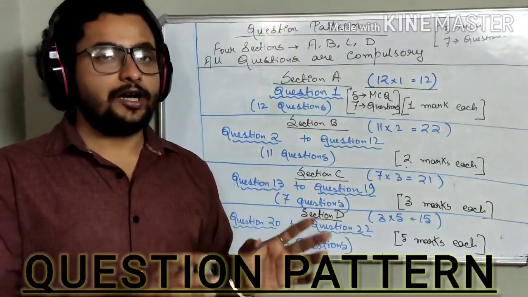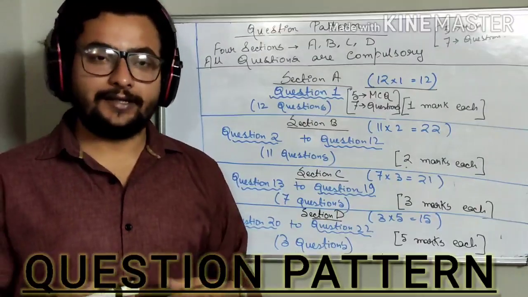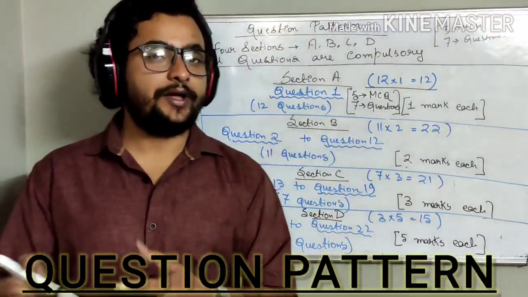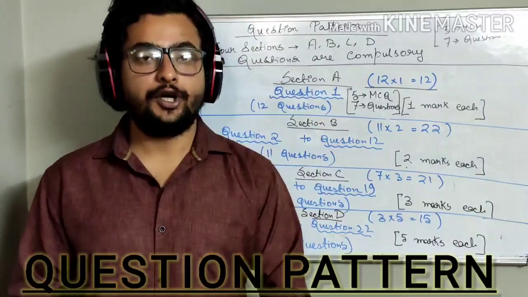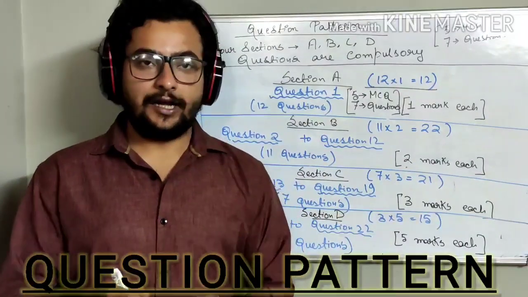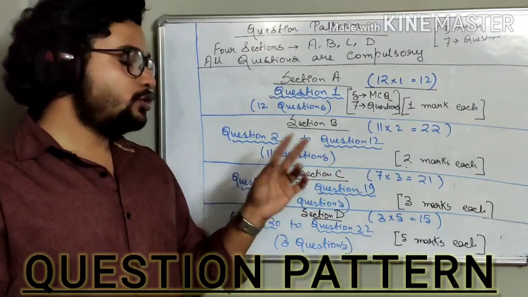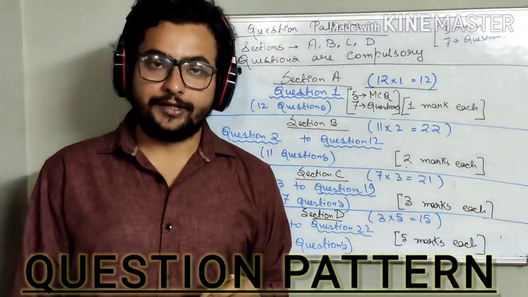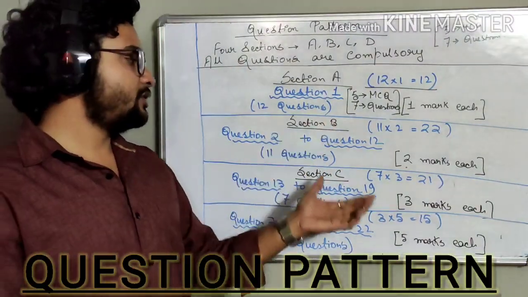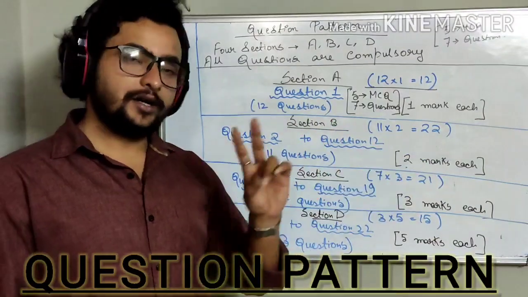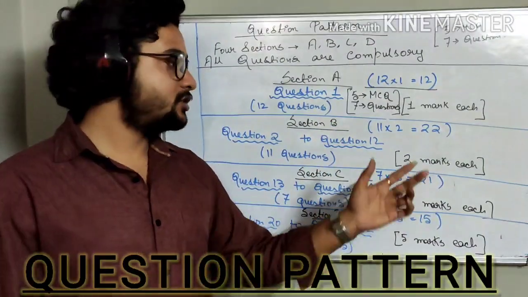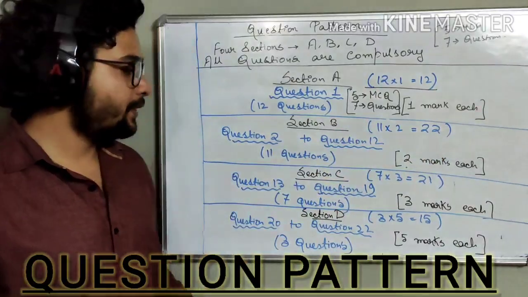It is not like in your ICSE, where 11 questions are there and you need to answer only 10, or 8, or 7, or 9 questions. It is not like that. All the questions are compulsory, and 2 questions will be having internal choice. So section B has 11 questions in total, 2 marks each, so 22 marks in total.